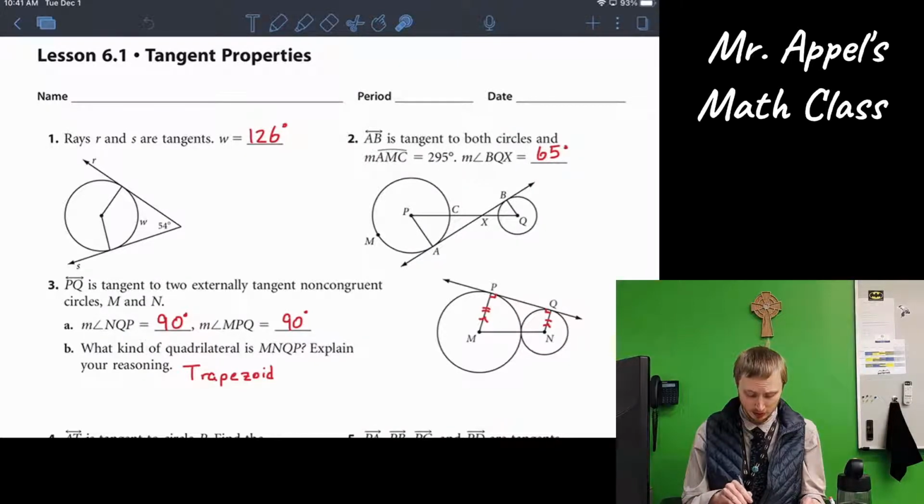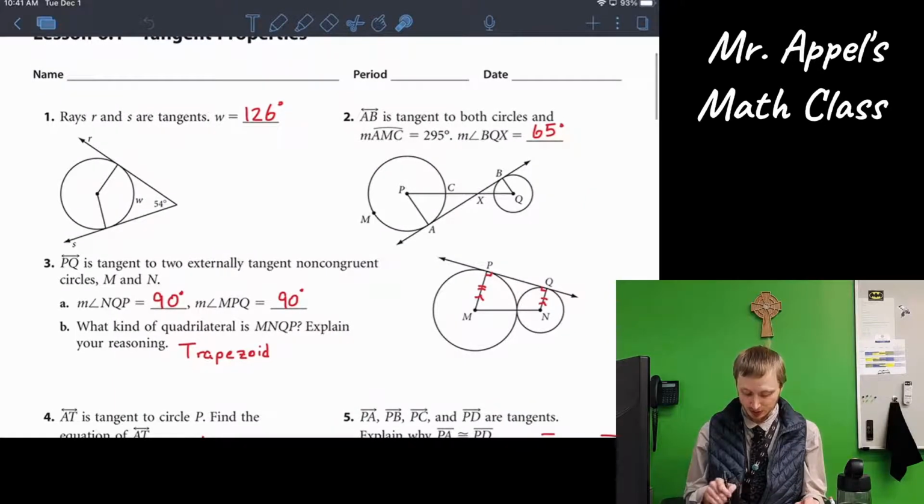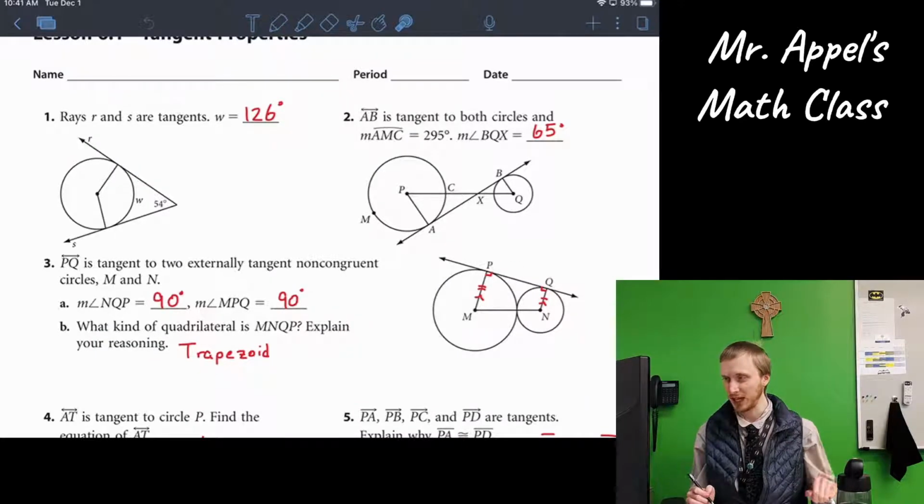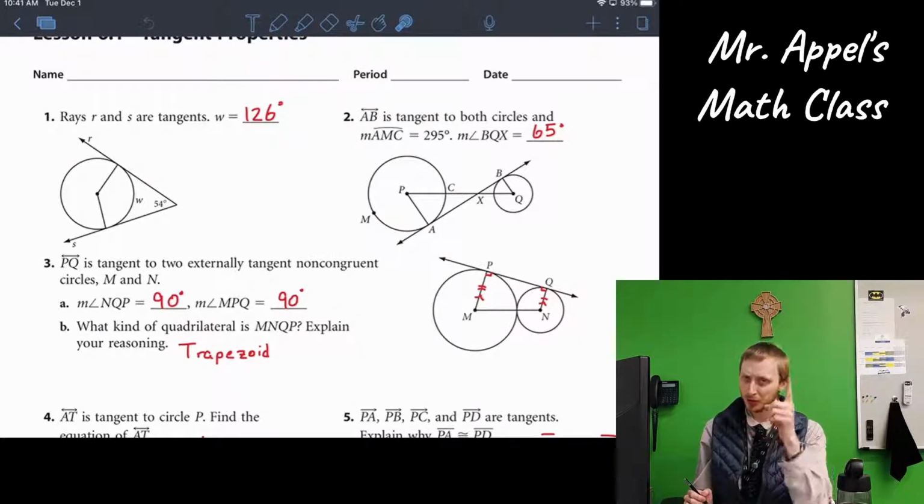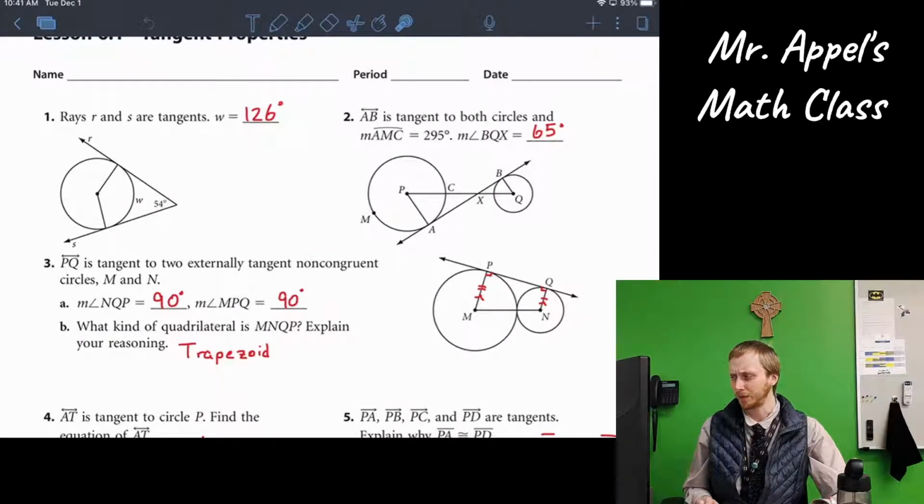I think 1 was pretty much right on the example that we did. 2 is a little bit of an extension there. And 3 takes it one step further, although part A, I guess, is directly applying that property. And then B is testing what you remember about quadrilaterals more so than circle properties, but also relevant.